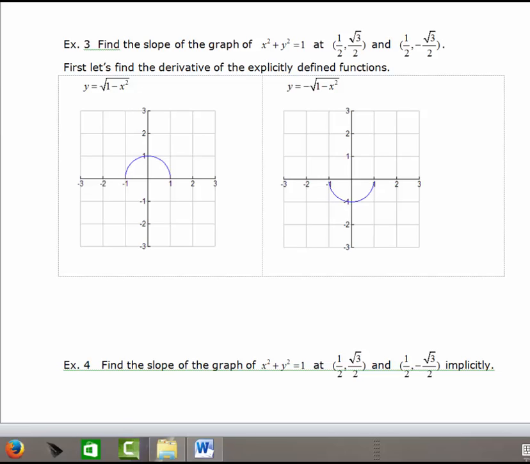So let's look at this first example. We want to find the slope of the graph of x squared plus y squared equals 1 at the given ordered pairs. And these ordered pairs should be familiar to you because x squared plus y squared equals 1 is the unit circle. And if you remember the ordered pairs from pre-calc 2 that are on a unit circle, these are two of them. Alright, so the first thing we're going to do is find the derivative of these explicitly. To find the derivative of y equals the square root of 1 minus x squared, I'm going to do it down here.